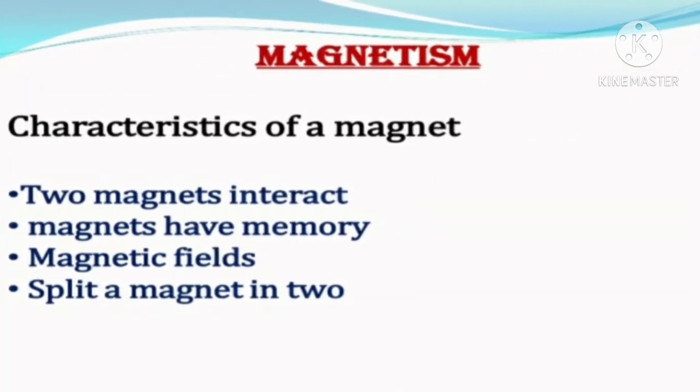Some characteristics of magnets are: First, two magnets interact with each other by magnetic force. Second, magnets have memory, used in the magnetic strip of credit cards. Third, magnetic power creates magnetic fields which can be used for many things and used in magnetic therapy. Fourth, poles of a magnet cannot be separated.